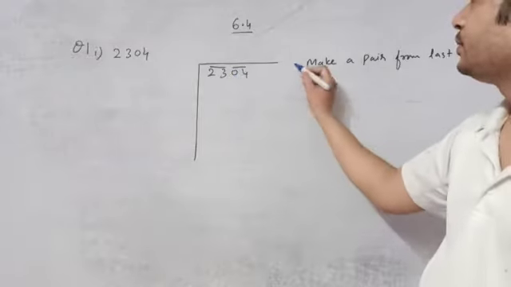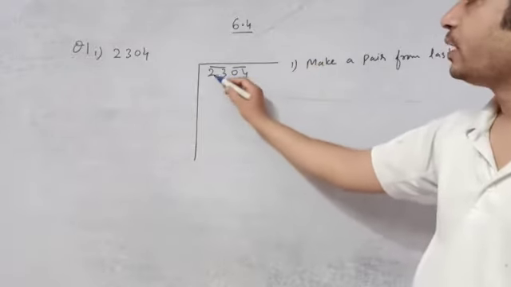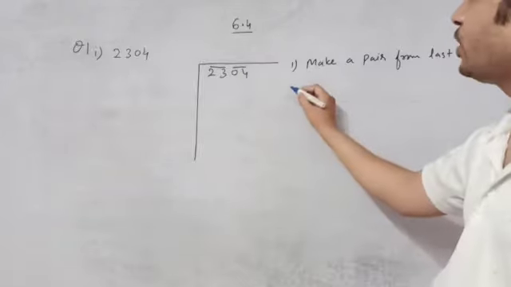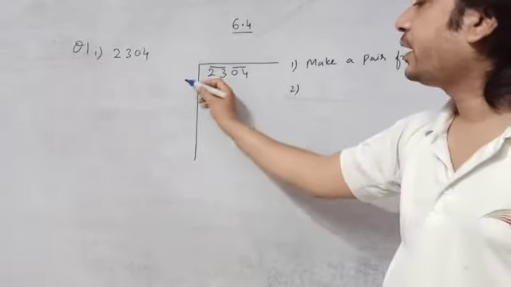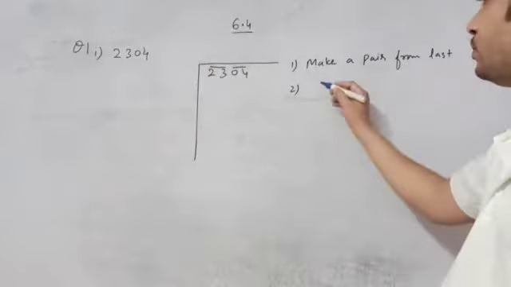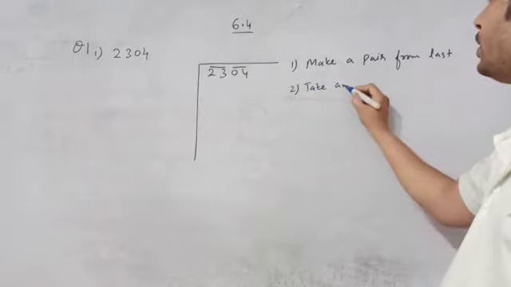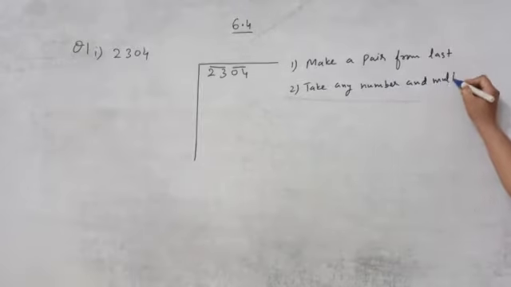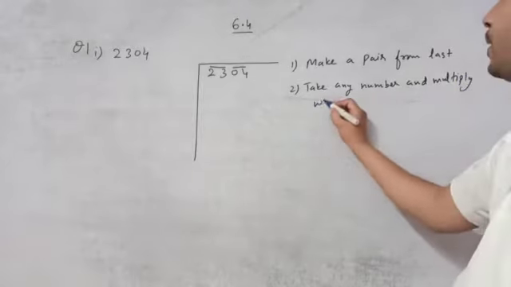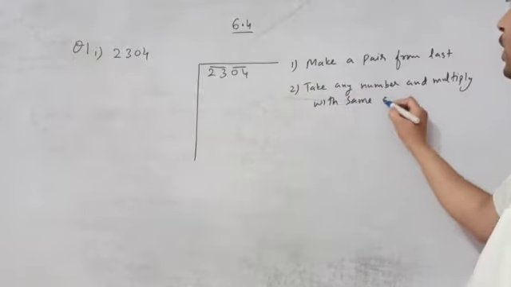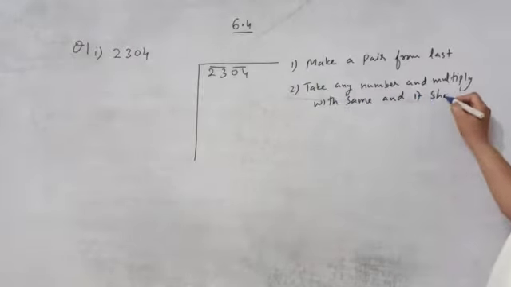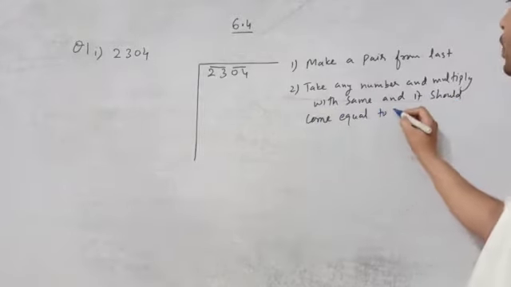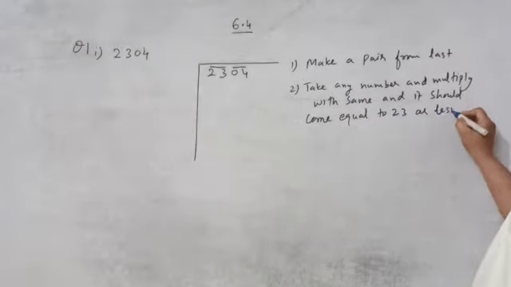After this, what do we have? Two pairs, 23 and 04. Now what do we have to do? We have to think. We have to take one number and multiply it with the same number, and the result should be equal to 23 or less than it.